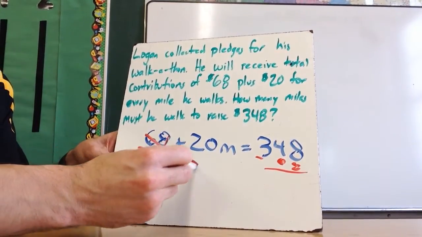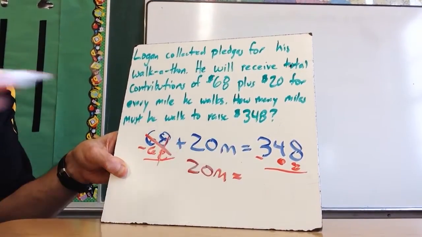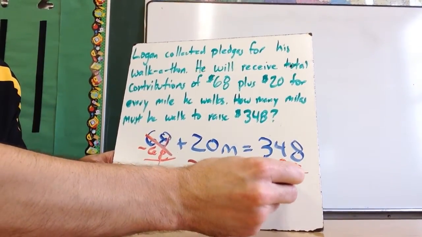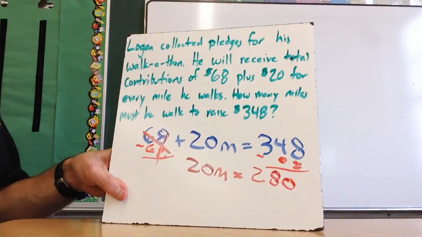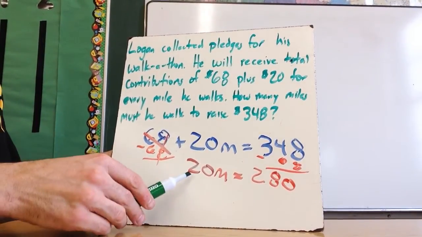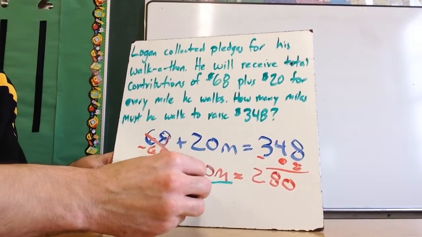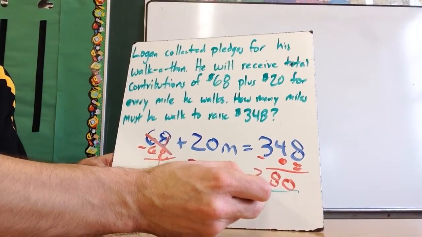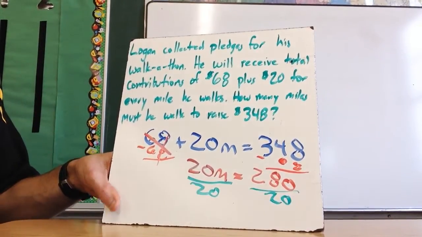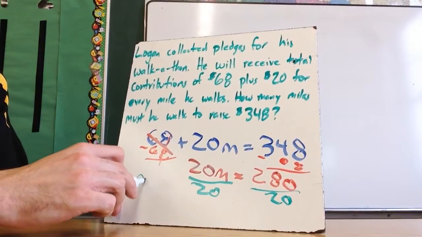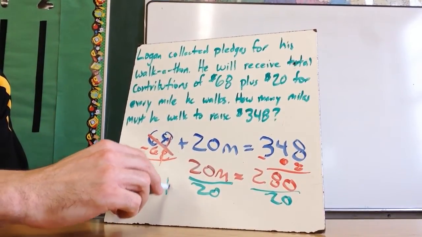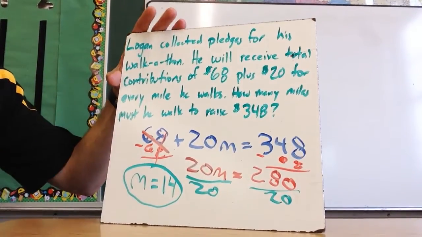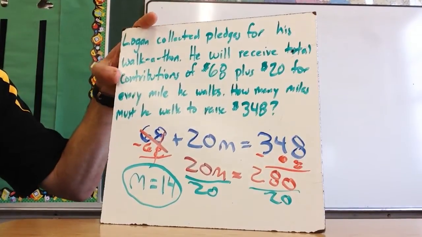When I do this, the 20m is left over, and then this should be 280. So I got 20m equals 280. So the next step is going to be to isolate the m. I'm going to take the coefficient in front of the m, which is 20, and divide both sides by 20, and so m is going to equal 14. So how many miles must he walk to raise $348? He must walk 14 miles.